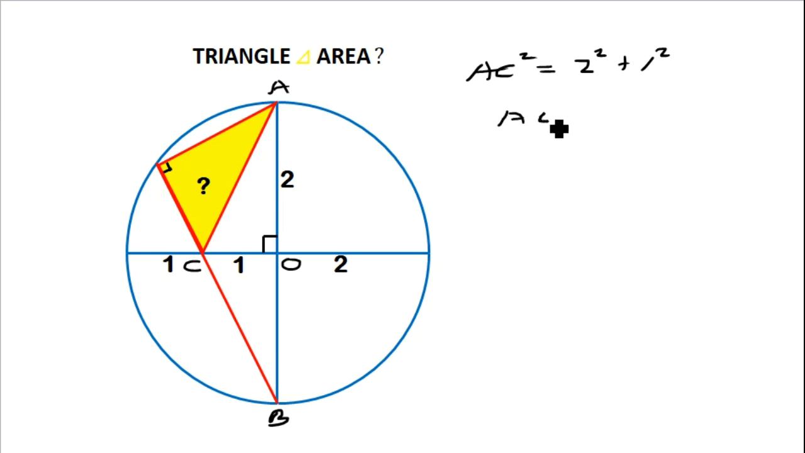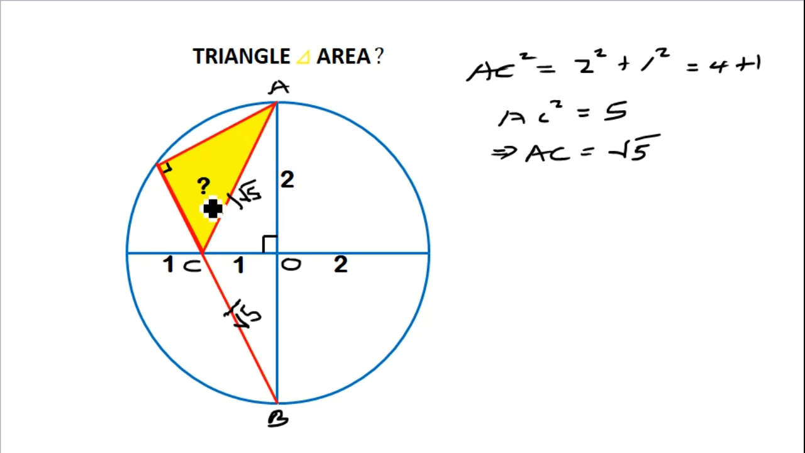So AC squared is equal to 2 squared plus 1 squared, that is 4 plus 1. So you get AC squared is 5. Once you get AC squared to be 5, that simply implies that AC is the square root of 5. So this length here is root 5. Remember the center here is O, meaning from A to C is the same as from C to B. So if this length is root 5, then BC is also root 5.